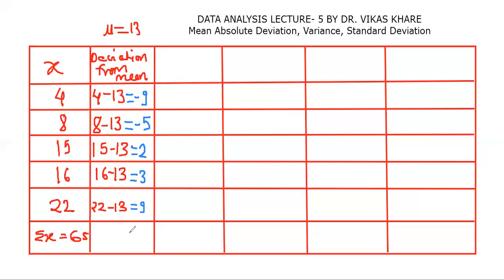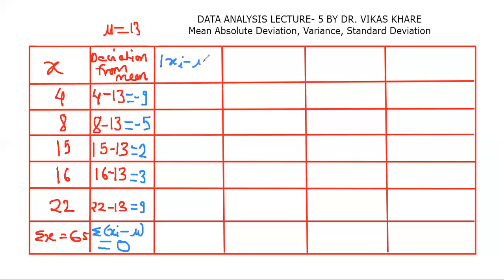The summation of deviations from the mean is always equal to 0. So here sigma of xi minus mu is equal to 0. To verify the answer, minus 9 minus 5 is equal to minus 14. Then 2 plus 3 plus 9 is equal to 14. So minus 14 plus 14 is equal to 0. In the next case, we identify the value of the deviation from the mean. Now we find the mod of xi minus mu.